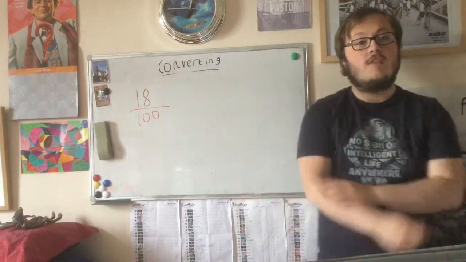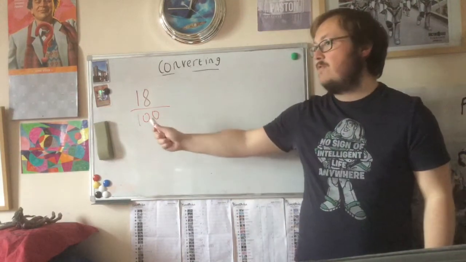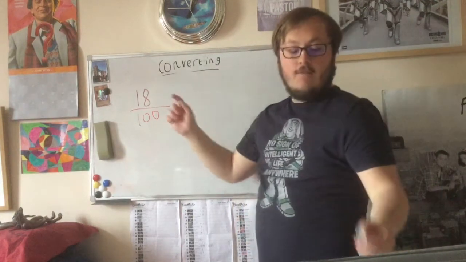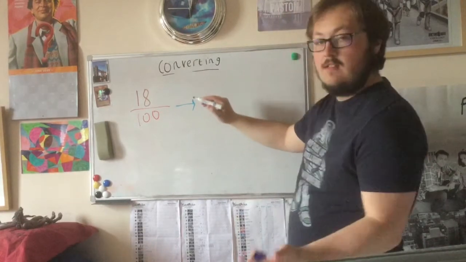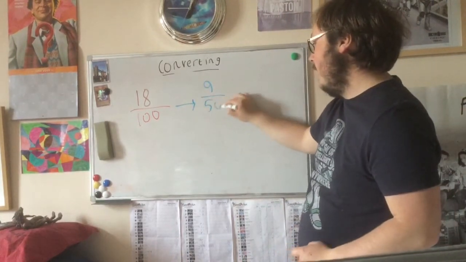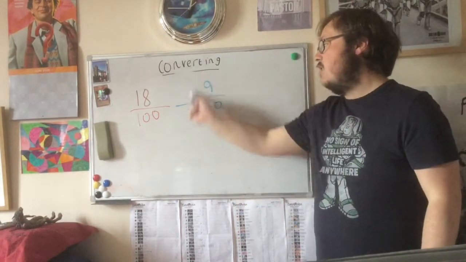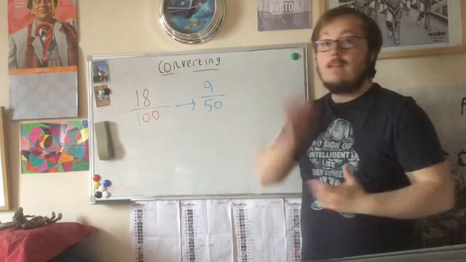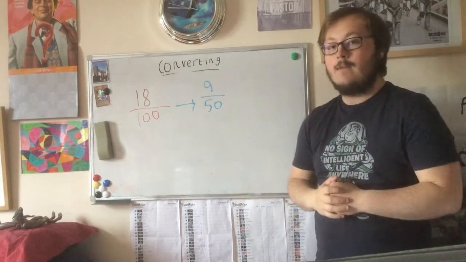So now I ask you this question. Do I need to simplify this fraction? Yes, I do, because they're both even numbers. So 18 can be simplified into a 9 by halving it. The 100 can be simplified into 50 by halving it. Can this be simplified? No, because there's no factors that go into either of these. So we just leave it. So 18% as a fraction is 9 over 50.